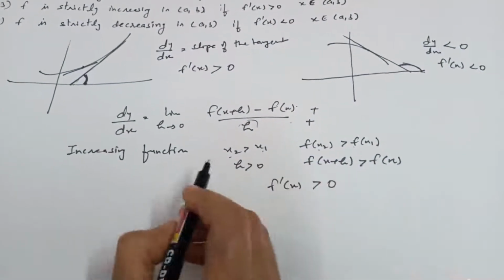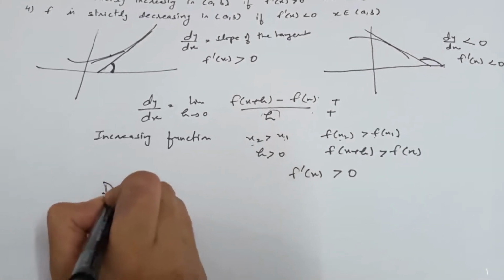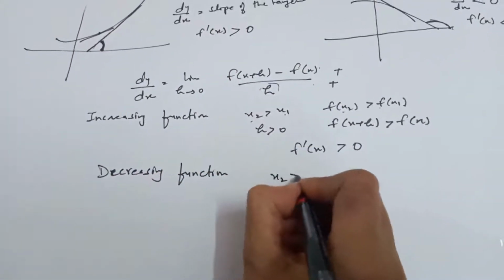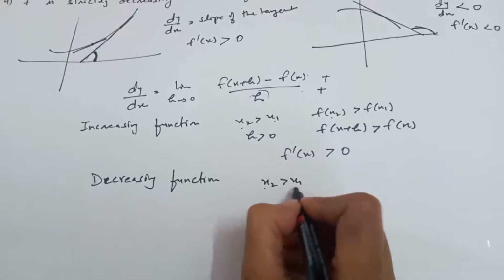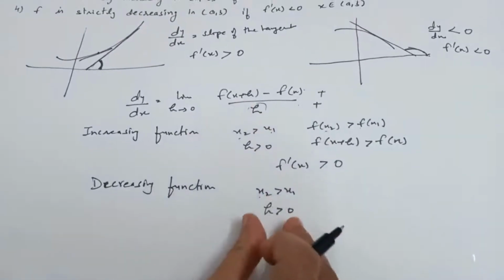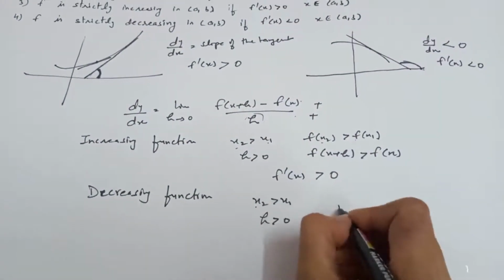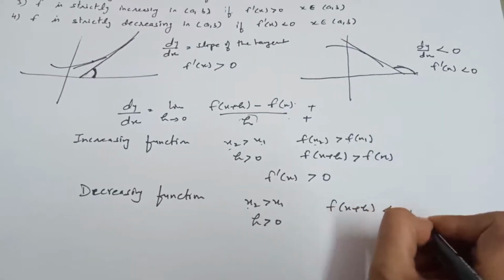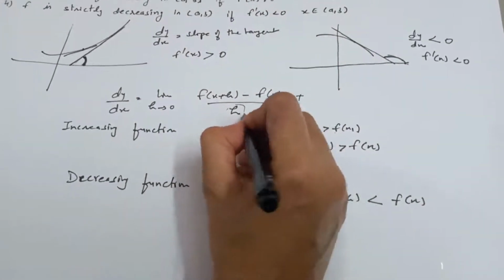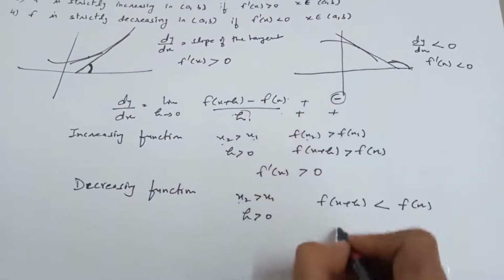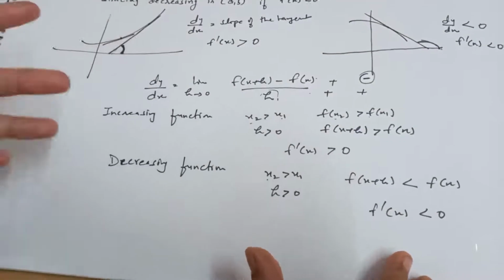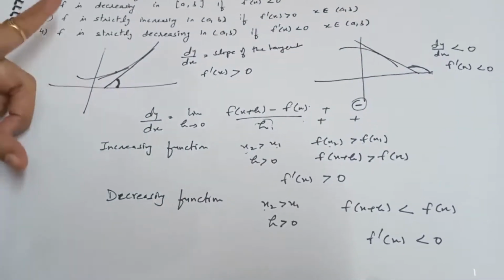I hope you understood. But for a decreasing function, if x2 is greater than x1, meaning x plus h is bigger than x, h is greater than 0, positive. But for a decreasing function, the value of f(x+h) becomes less than f(x); as we move ahead, f(x) keeps getting smaller. So this part is positive but this part is negative, so f'(x) will be less than 0. Got it or not? Both are proofs of how we say this for increasing and decreasing functions.